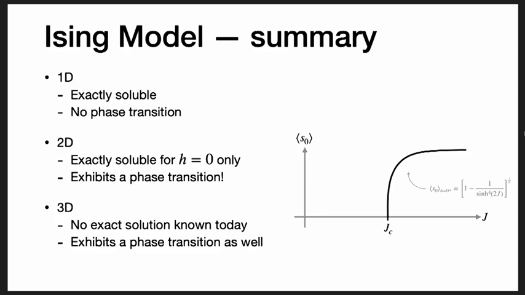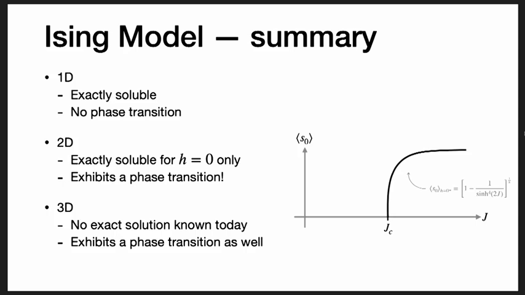So in 1D, so just one line of spin sites, the model is actually exactly soluble, so you can write down any observable, an explicit formula for spin correlators. And it turns out that in that case, there's no phase transition, so perhaps it's not as interesting. In 2D, famously, it was solved by Onsager, but only for the zero magnetic field case. And it does exhibit a phase transition.